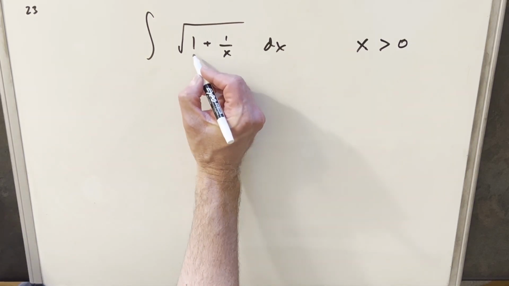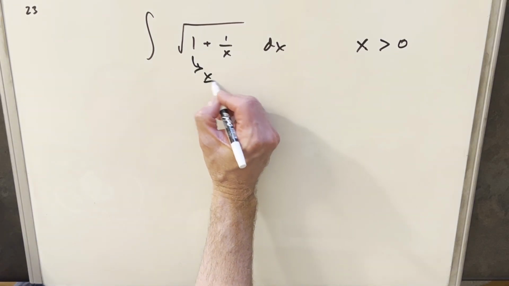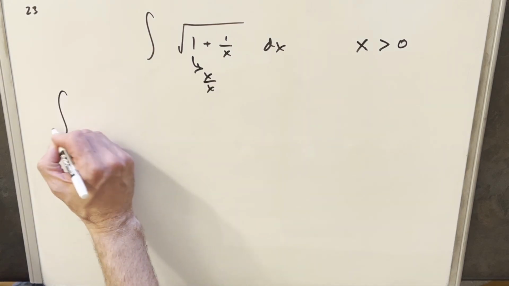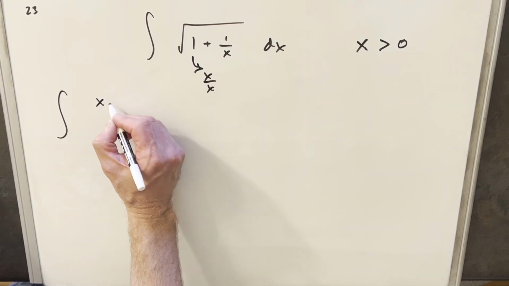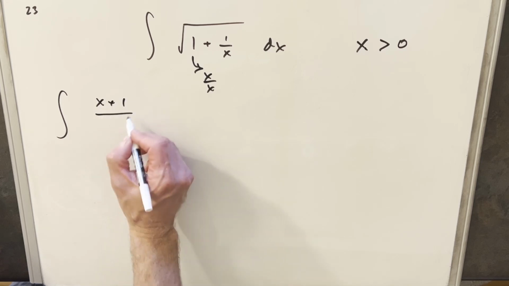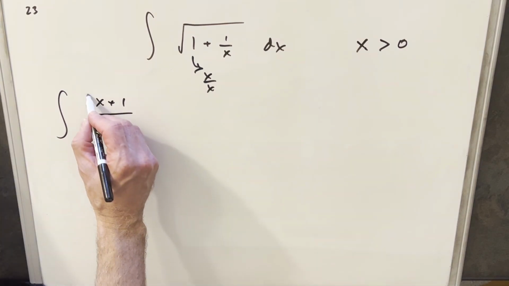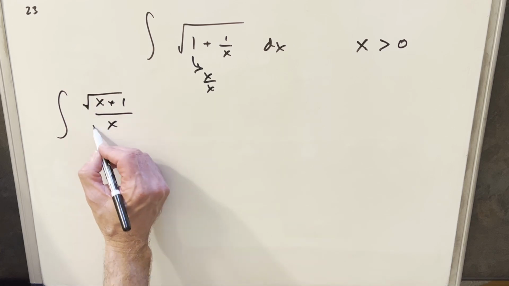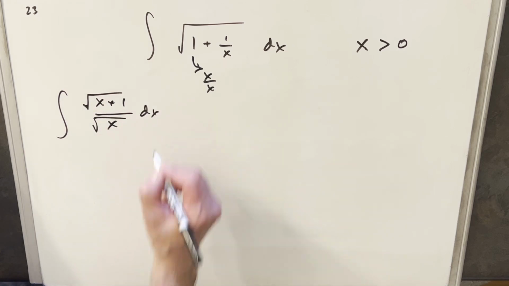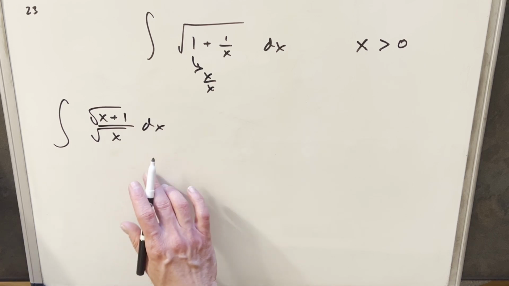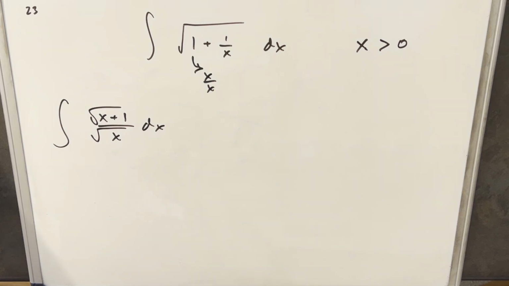So for my first step, I wrote my 1 as x over x and added these together. So then my integral looks like the square root of (x plus 1) over x. And then from there, knowing that these are both positive, I can split my square root like this and write it this way.